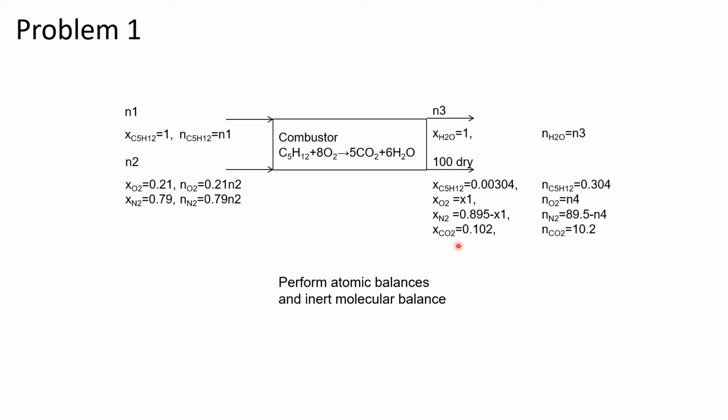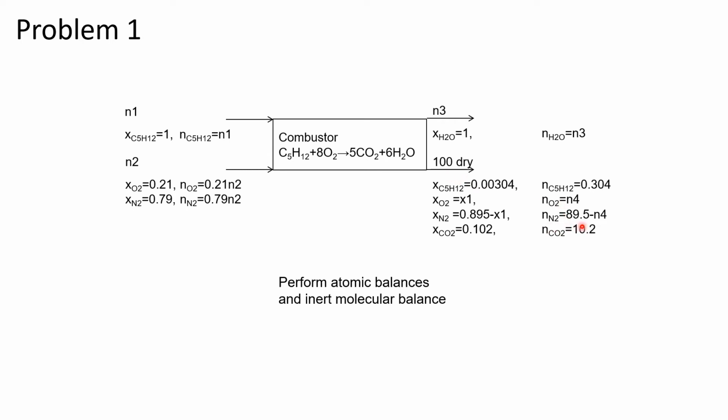The flow rate of CO2 is equal to the fraction of the stream which is CO2, 0.102, times 100. That gives us 10.2. So outside of the nitrogen, the sum of the flow rates of the other 3 components is just going to be 0.304 plus N4 plus 10.2. We're going to subtract that sum from 100 in order to get the flow rate of nitrogen. The result is shown here.